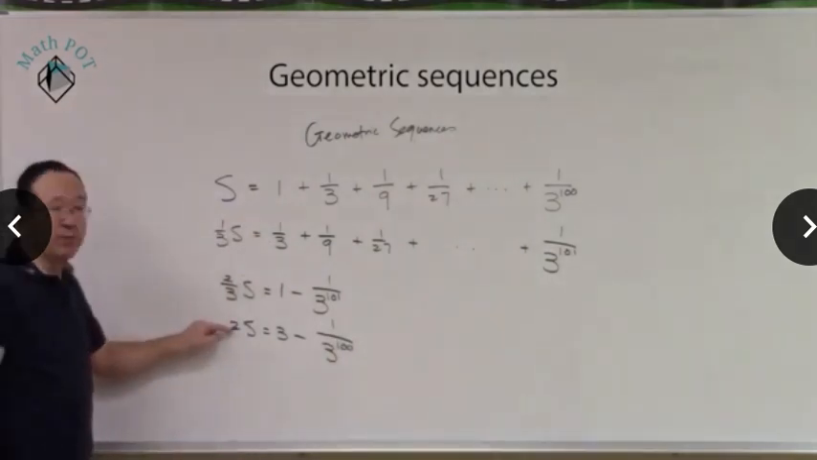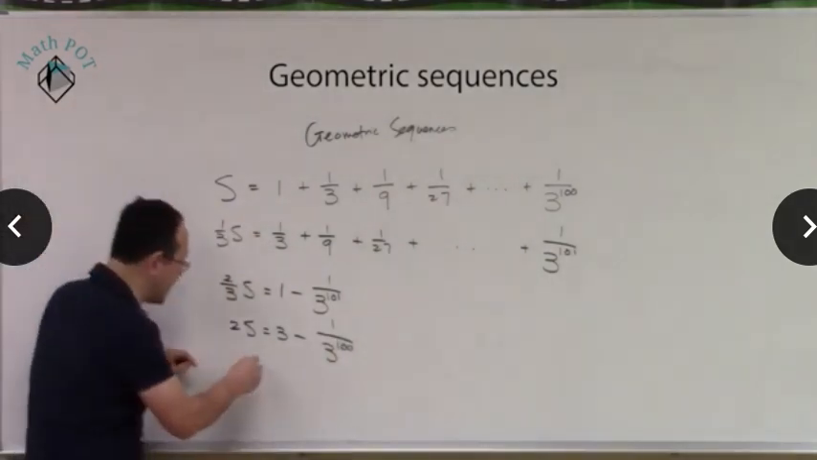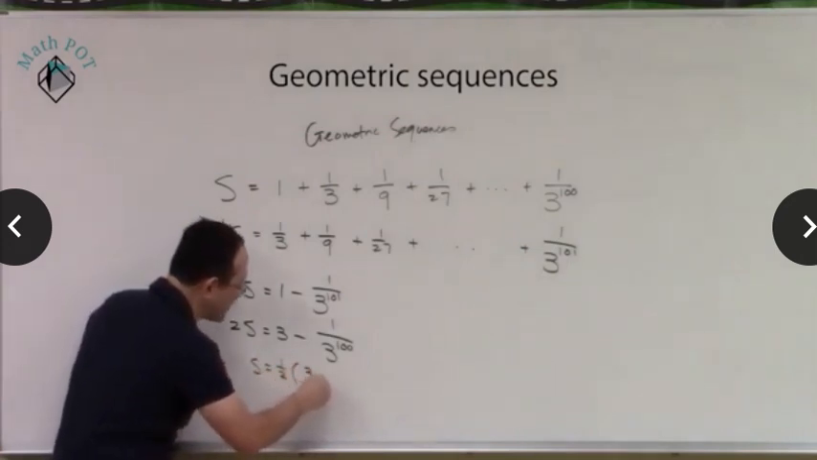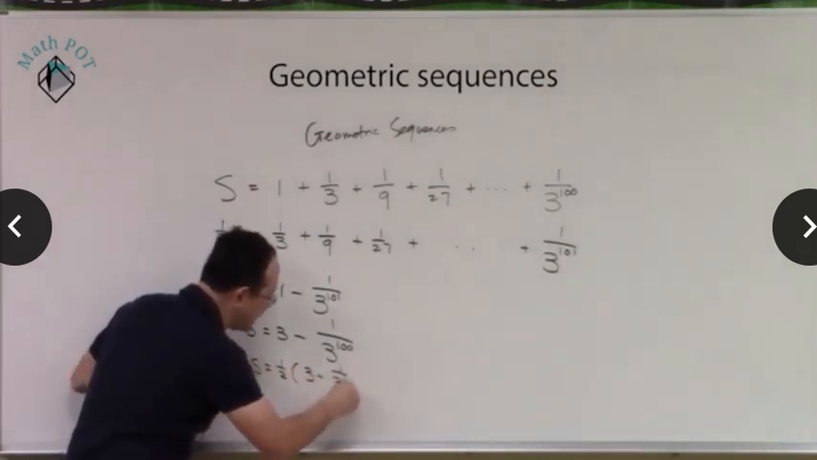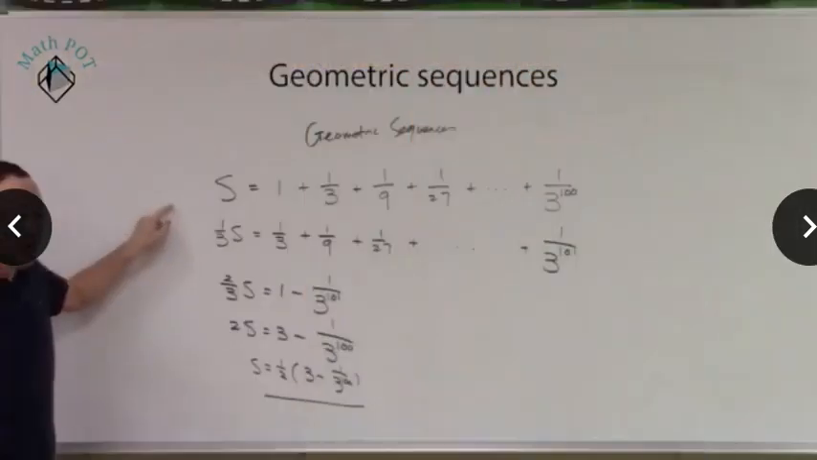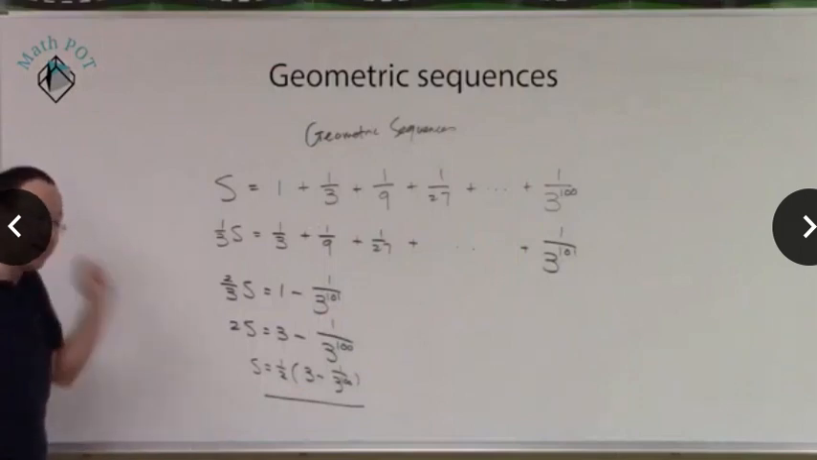Next, always divide both sides by 2. So S is the same as half of that. That is the answer for this one. Again, remember those two key steps and you should have no problem at all: multiply both sides by the common ratio, and take the difference.